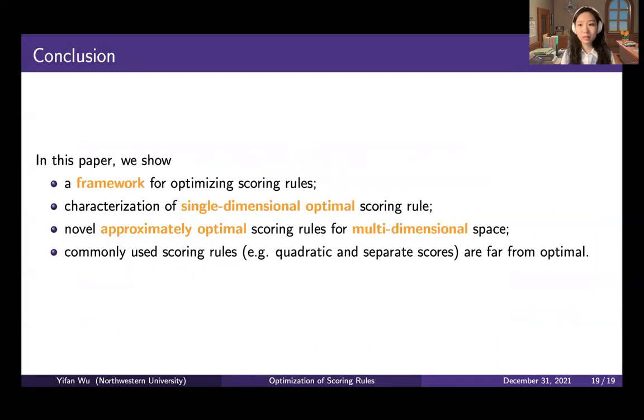To conclude, in this paper, we show a framework for optimizing scoring rules. We characterize the single-dimensional optimal scoring rule. We also propose an approximately optimal scoring rule for the multidimensional problem. And we show some commonly used scoring rules, for example, the quadratic scoring rule in the single-dimensional problem and the separate scoring rule in the multidimensional problem, are far from optimal.